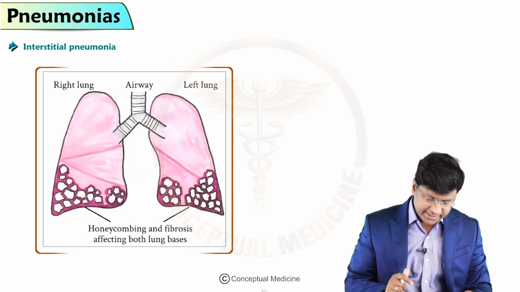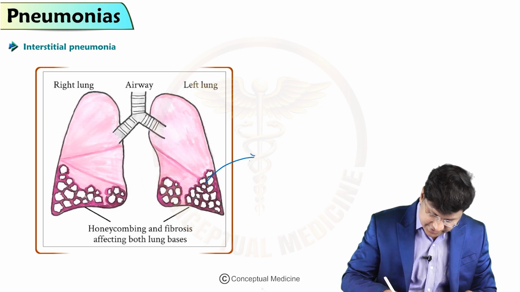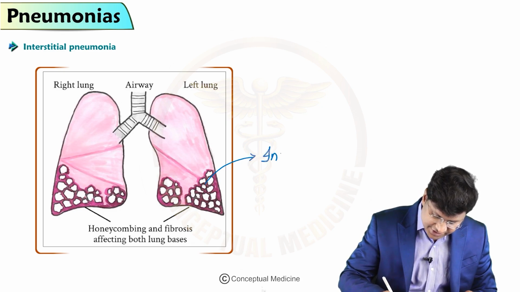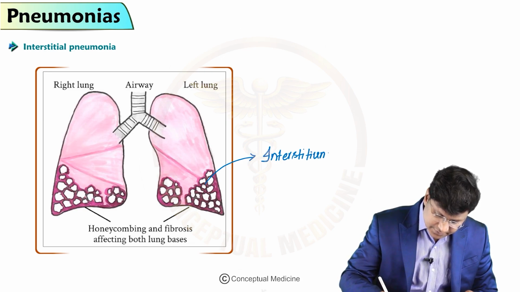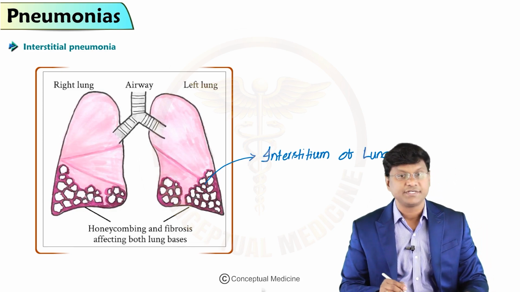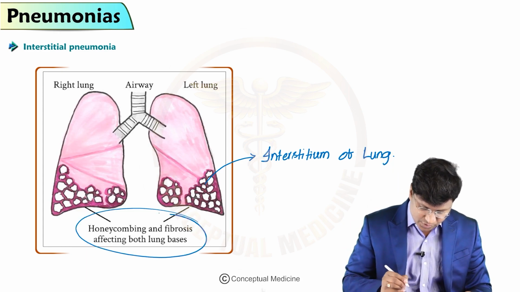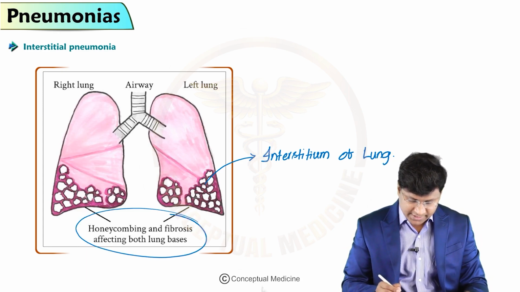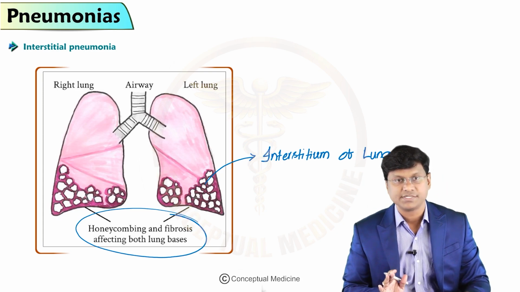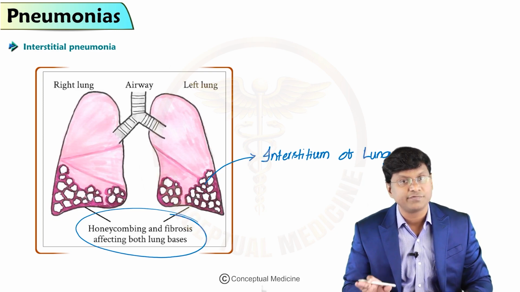Then if you take interstitial pneumonia, it is the interstitium of the lung which is infected as well as inflamed in patients with interstitial pneumonia, because of which you have the presence of honeycombing and fibrosis affecting both lung bases. Okay, so this is your anatomical classification of pneumonia.